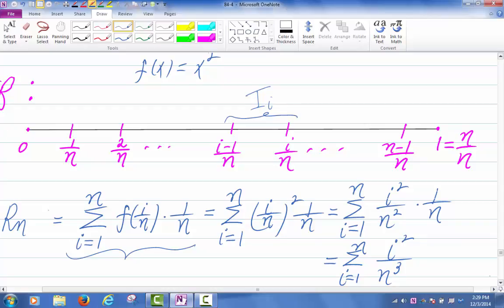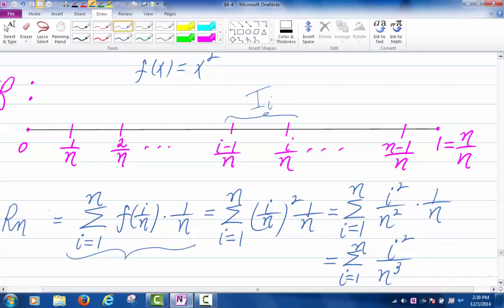Right? So what are the partition points? We did this exercise before. 0 will be the first one, 1 over n will be the second one, the next one will be 2 over n, 3 over n, and so on, right? You have to understand what's the ith subinterval. Notice that the second subinterval is between 1 and 2, right? So the ith one would be between i minus 1 over n and i over n, right?